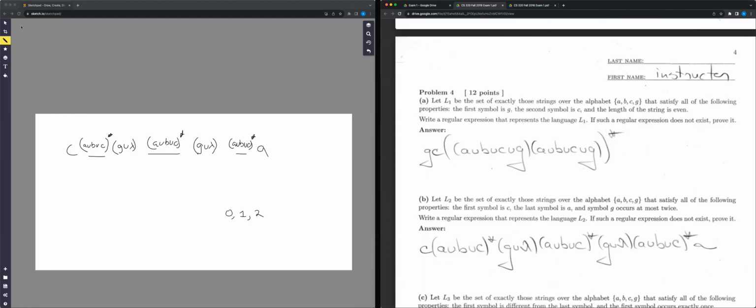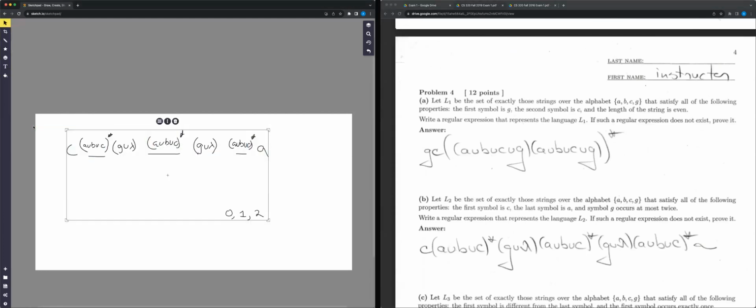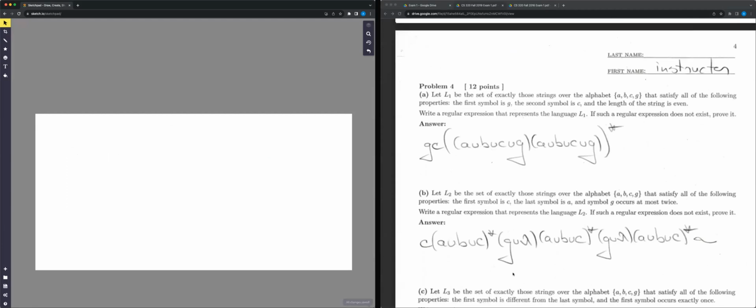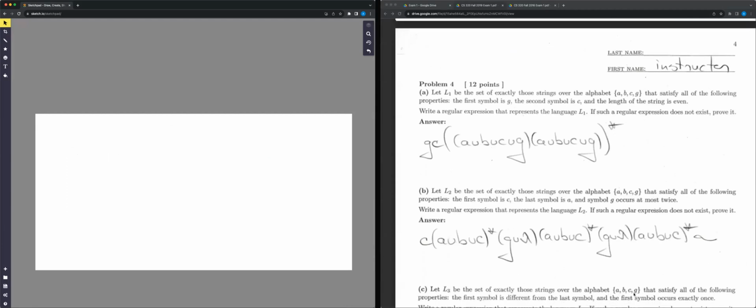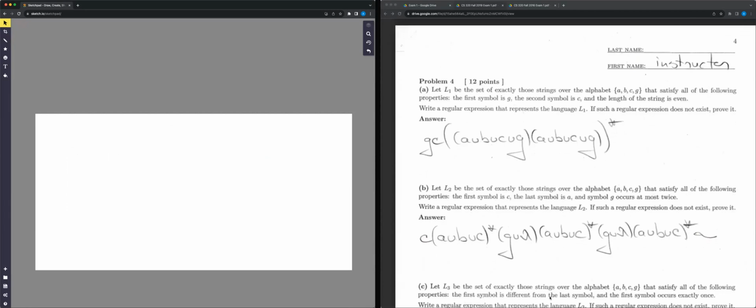Cool. Okay, so let's move on to the next one. Let L3 be exactly those strings over the alphabet A, B, C, G that satisfy the following properties. The first symbol is different from the last symbol. The first symbol occurs exactly once. Okay, how do we know what the first symbol is? The answer is we don't unless we manually put it there. So we have 4 different scenarios. When the first symbol is an A, when the first symbol is a B, when the first symbol is a C, and then when the first symbol is a G. Now that we know what the first symbol is, now we can follow the rest.